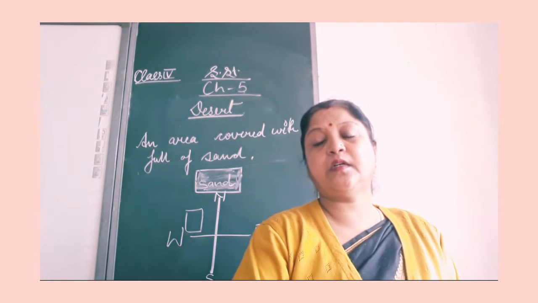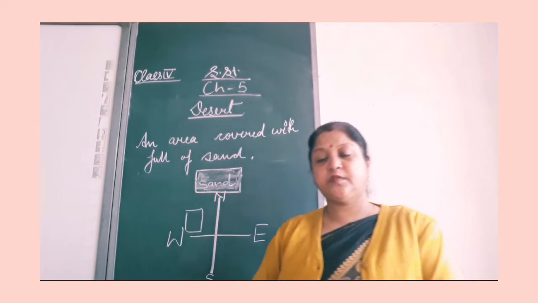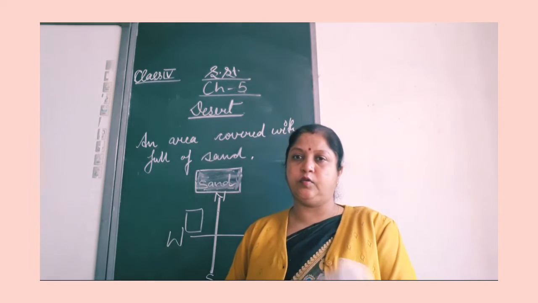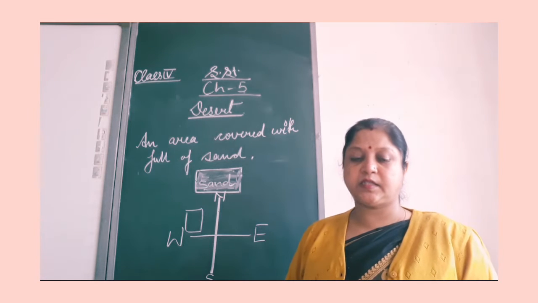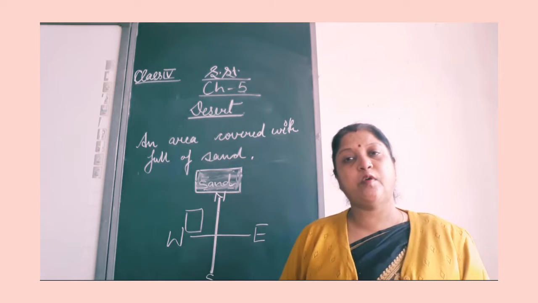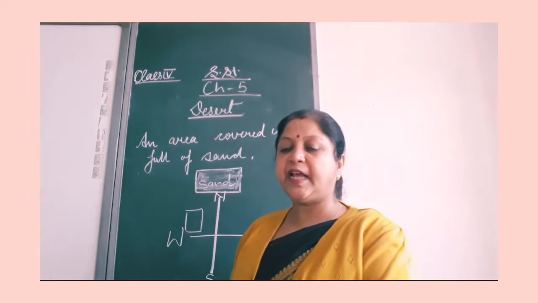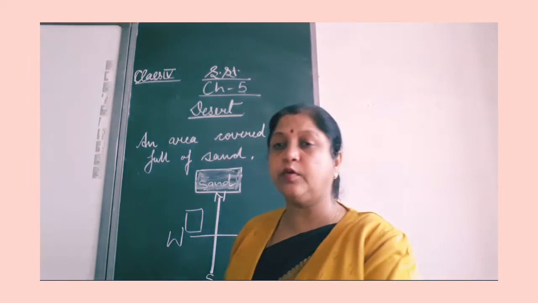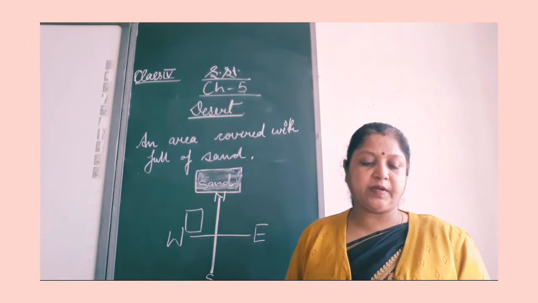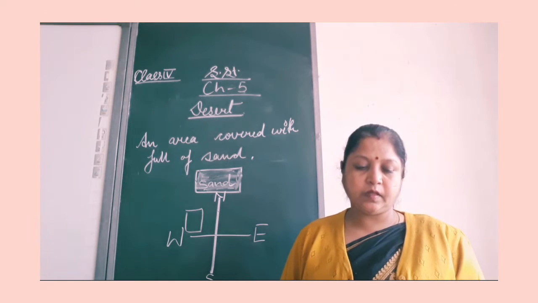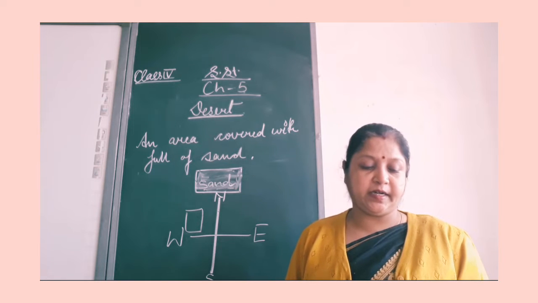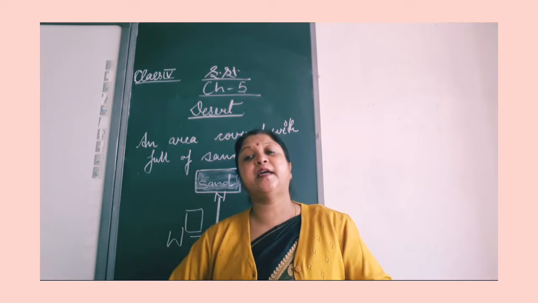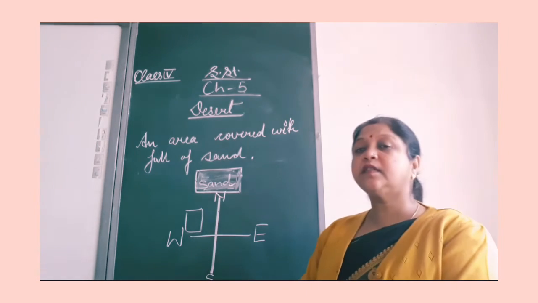Let's start our chapter. Open your book, lesson 5, page number 22. A desert is a vast stretch of land full of sand. As we go further to the west direction, the northern place becomes dry and ends in the Great Indian Desert or Thar Desert. When we talk about India, India's largest desert is known as Thar Desert.